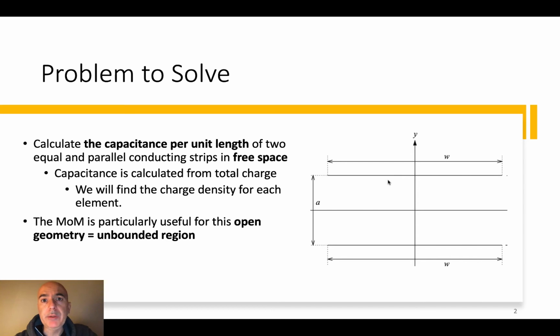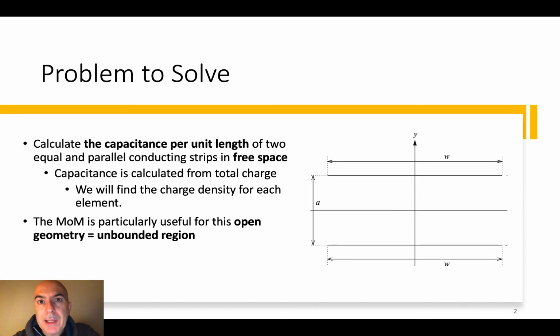The way to calculate the capacitance is to first calculate the total charge on the two plates of the capacitor. To do that, we divide the two plates into small elements, and for each element we calculate the charge density. Then, because we know the charge density, we sum up all the contributions for the charge on these two plates, calculate the total charge, and from that we calculate the capacitance.